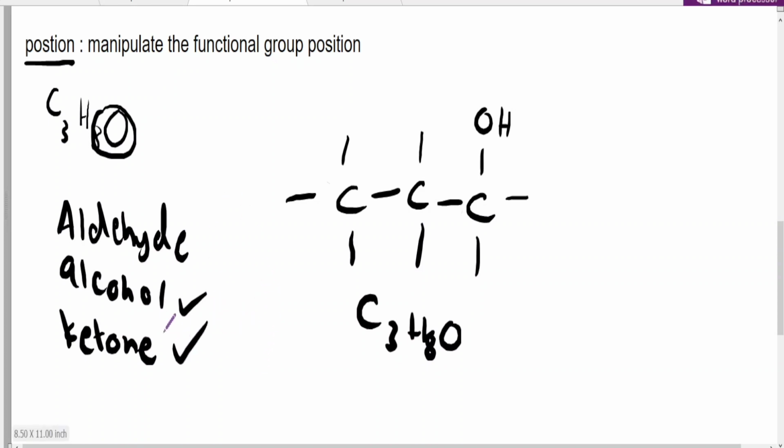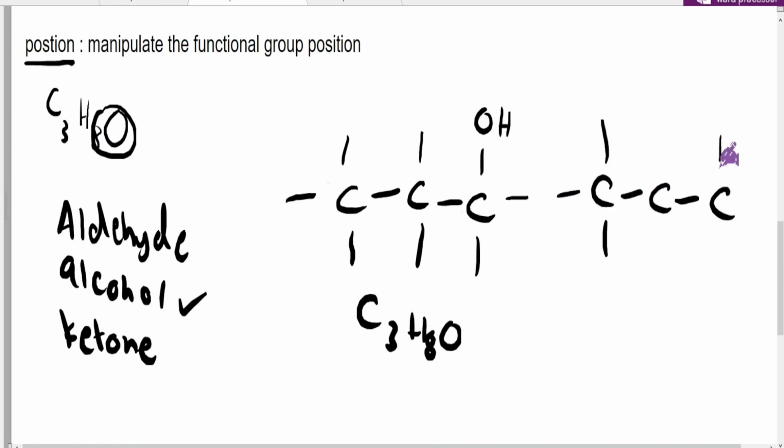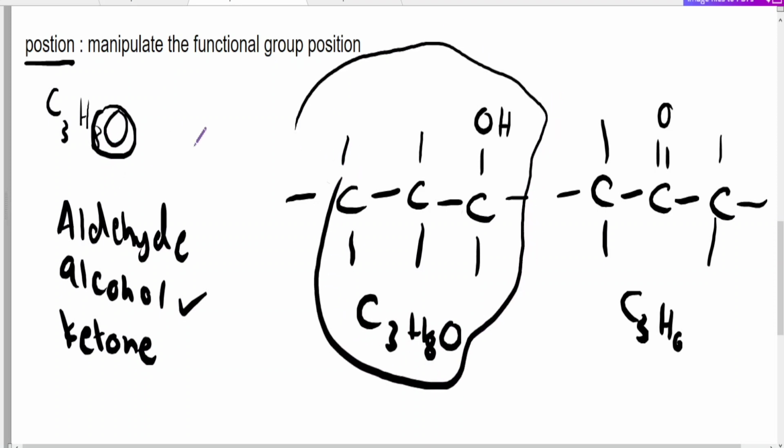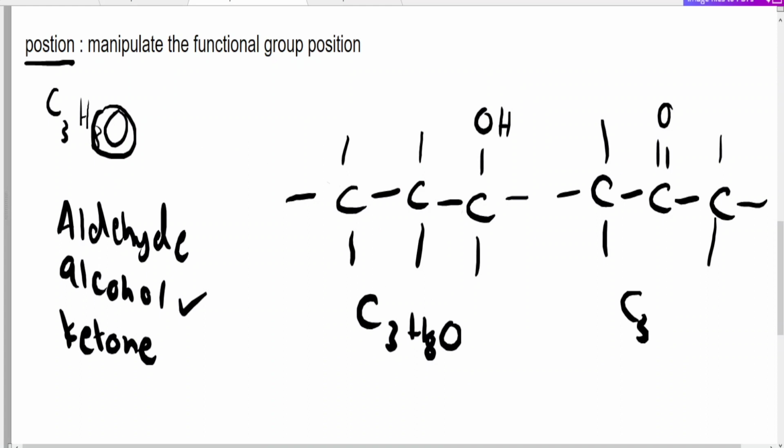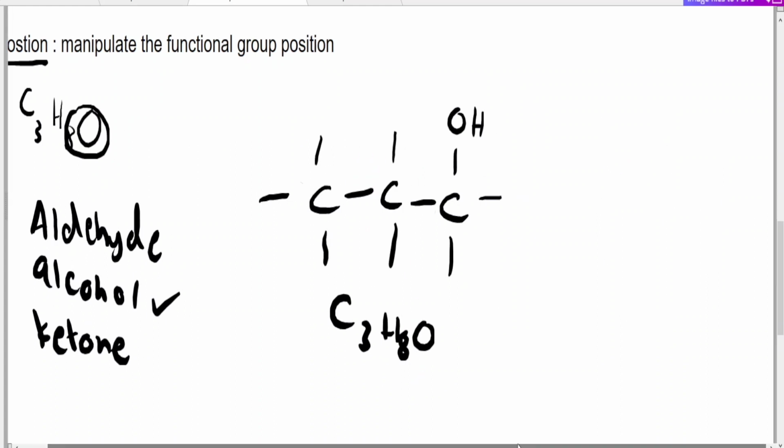But can it be a ketone? Let's do a ketone as well. 1, 2, 3 carbon chain, 1, 2, 3, 4, 5, 6, and then double bond here. This is C3, 1, 2, 3, 4, 5, 6, H6O. So a ketone does not give me C3H8O. Therefore, the only possible structure of C3H8O would be this right here. Now that I have drawn the structure, what would be the positional isomer of this? Well, simply I would take this OH and move it right here.